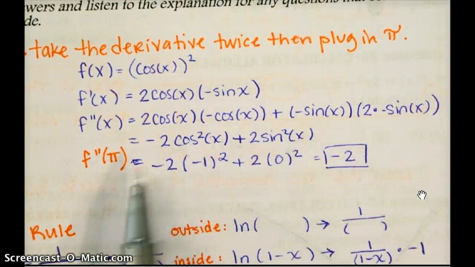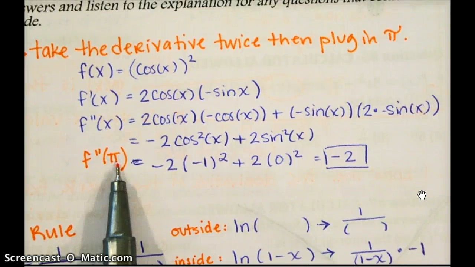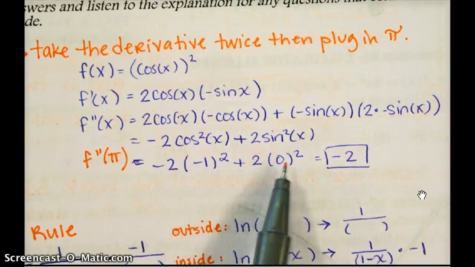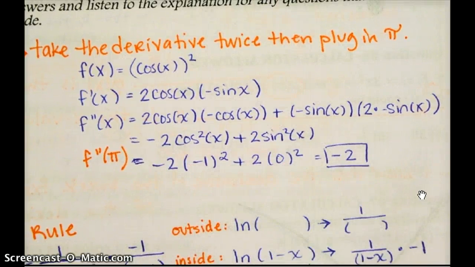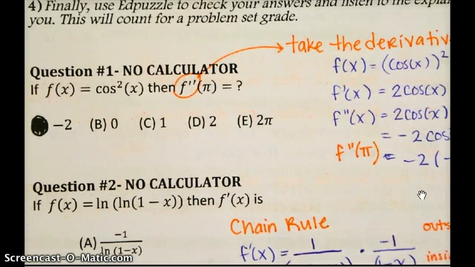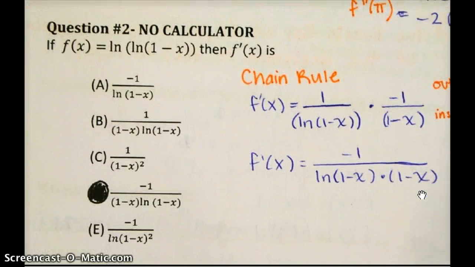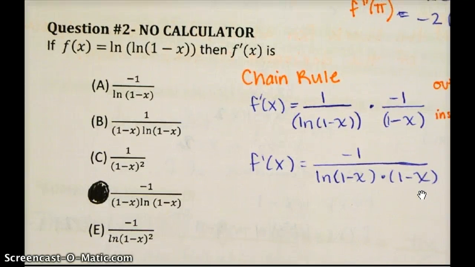After that, I just need to plug in pi, and cosine of pi is -1, sine of pi is 0, and so I end up with -2 as my answer. That was question 1. Question 2 was a really simple chain rule. The correct answer was D, and here's what the chain rule looks like.